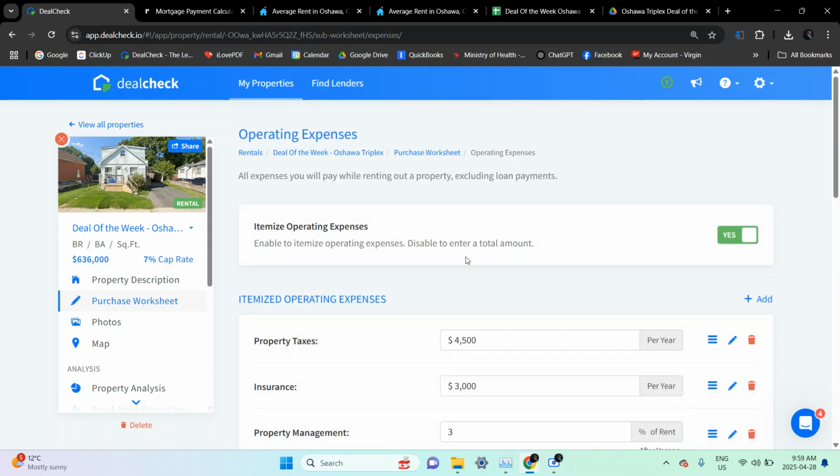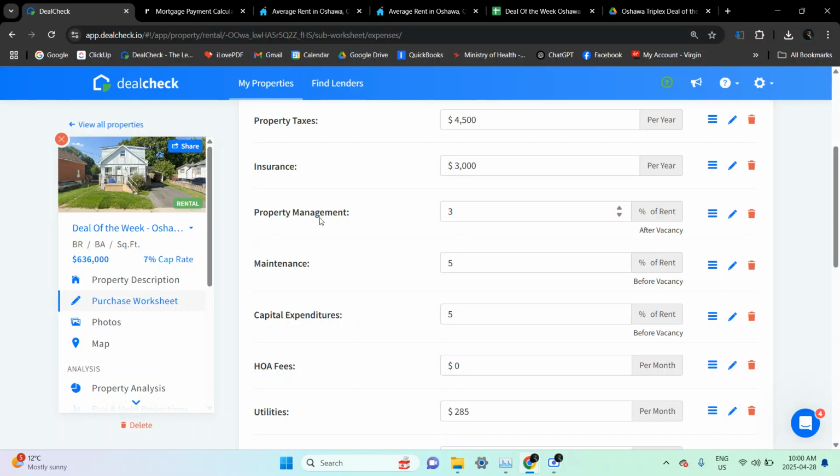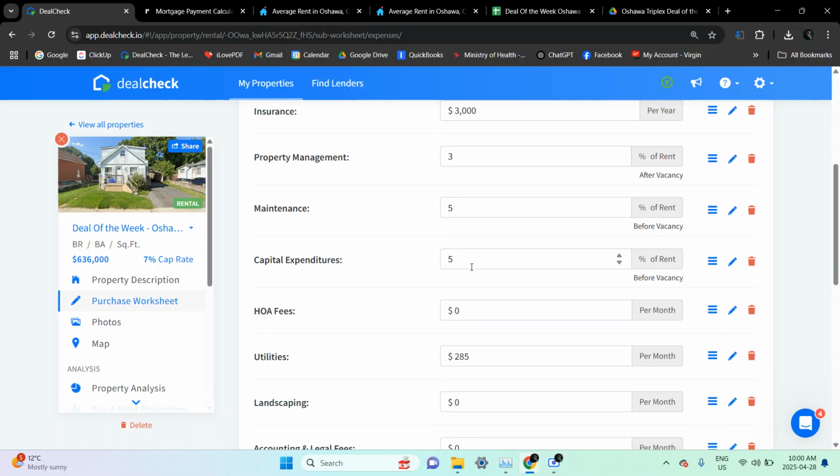Your operating expenses, $4,500 for property taxes. You can take that right from the listing. And yes, Oshawa has crazy property taxes. Insurance, I'm budgeting $250 a month or $3,000 a year. Now, even though you're going to be owner occupying this, I still take a little off the top for property management, 10% for maintenance and CapEx.